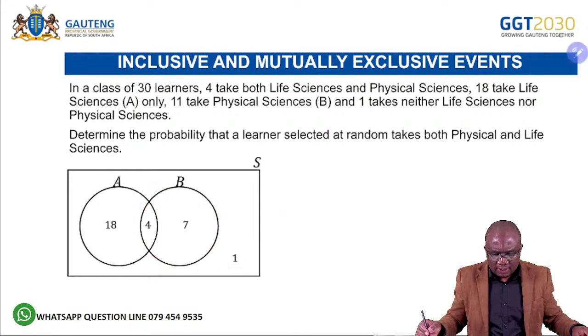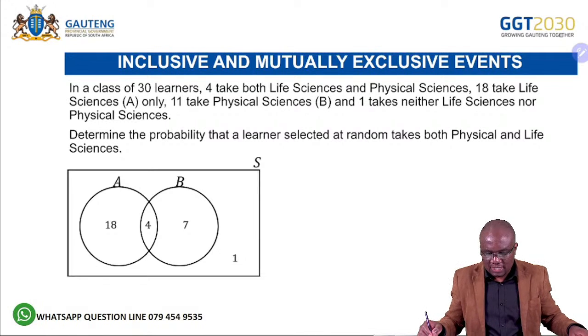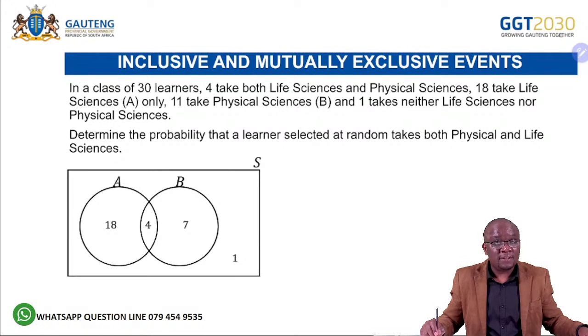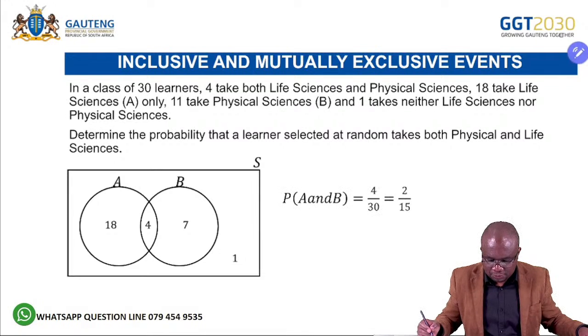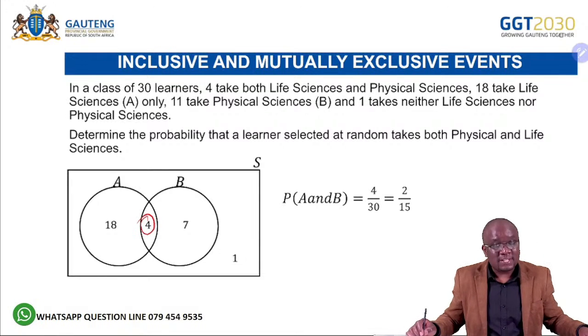Okay. Right. Determine the probability that a learner selected at random takes both physical sciences and life sciences. Say the answers. How many learners take both physical sciences and life sciences? The probability is 4 out of 30. These are the learners that are taking both physical sciences and life sciences.